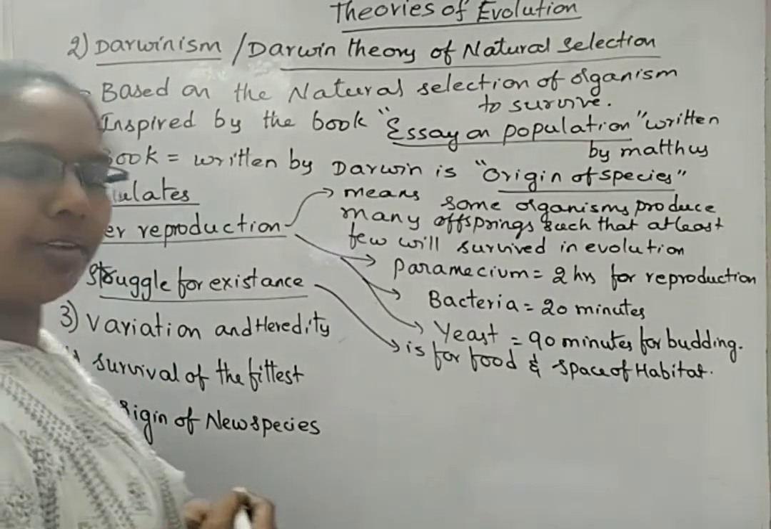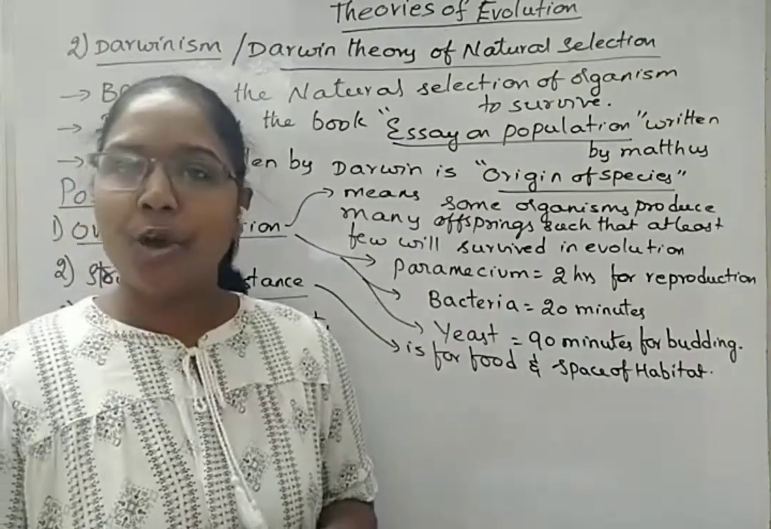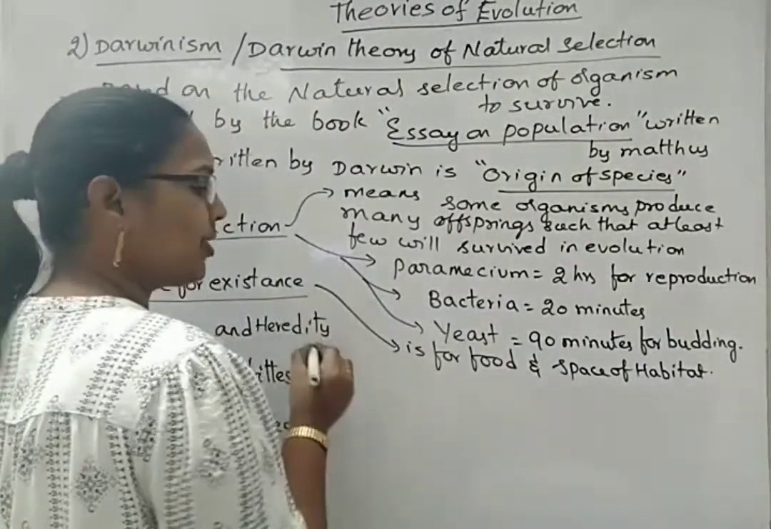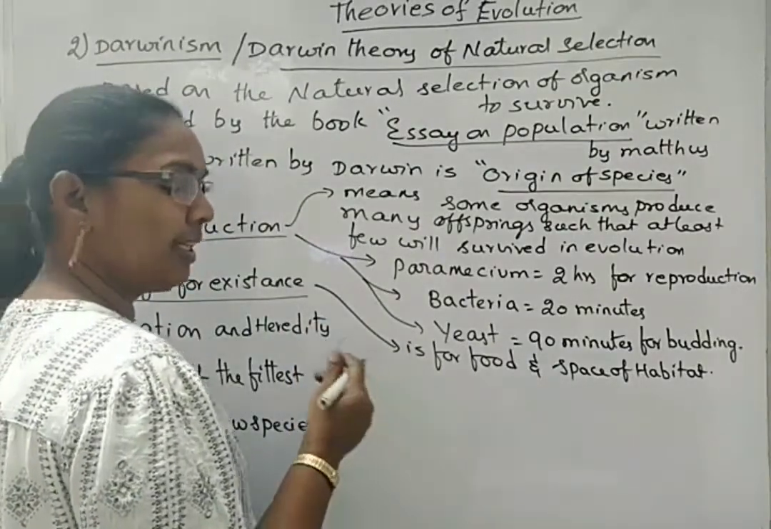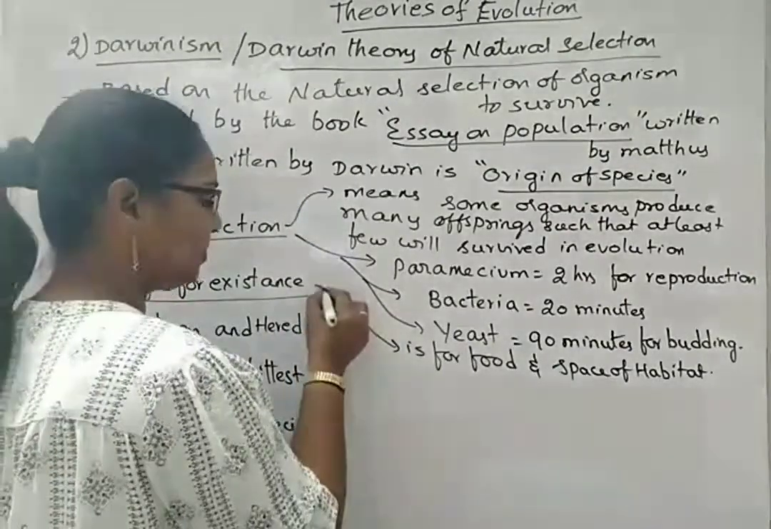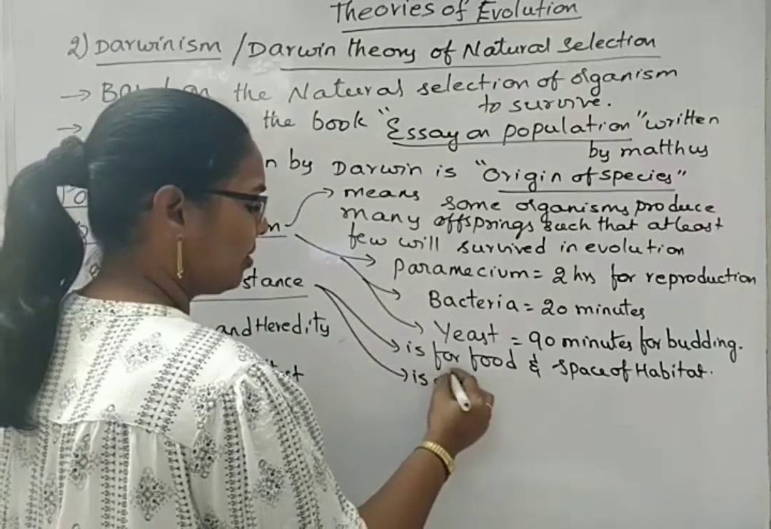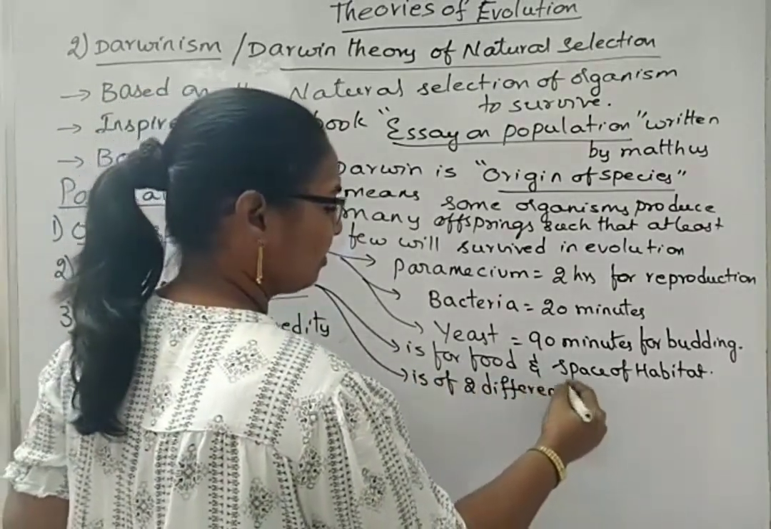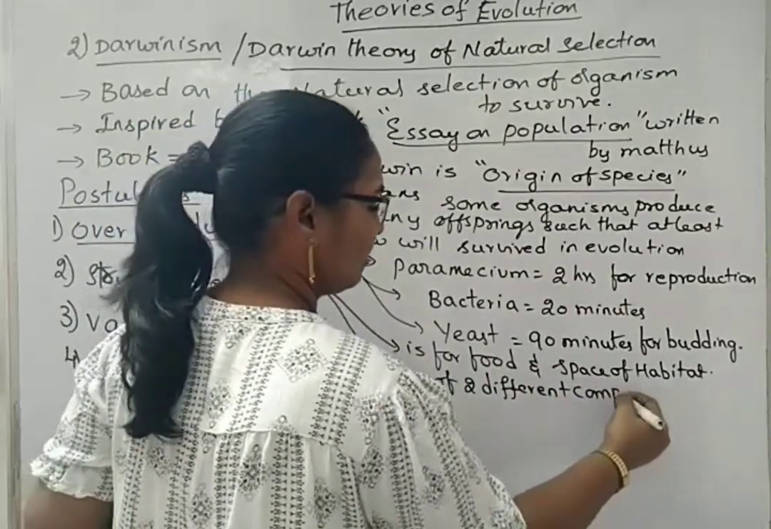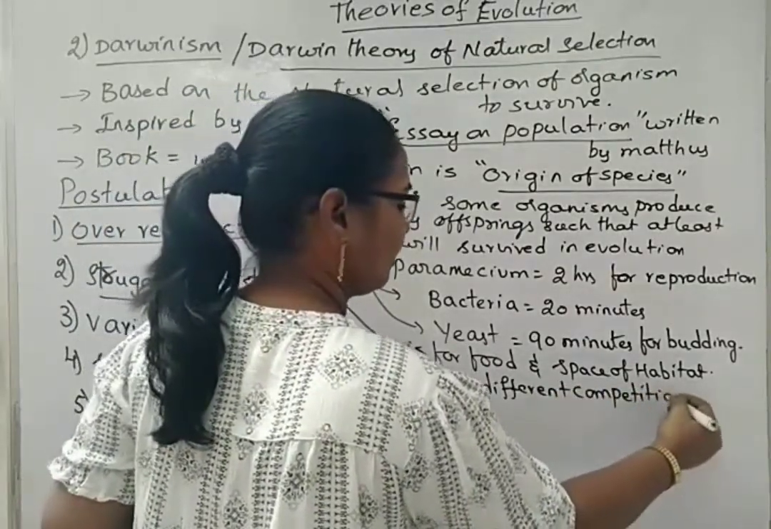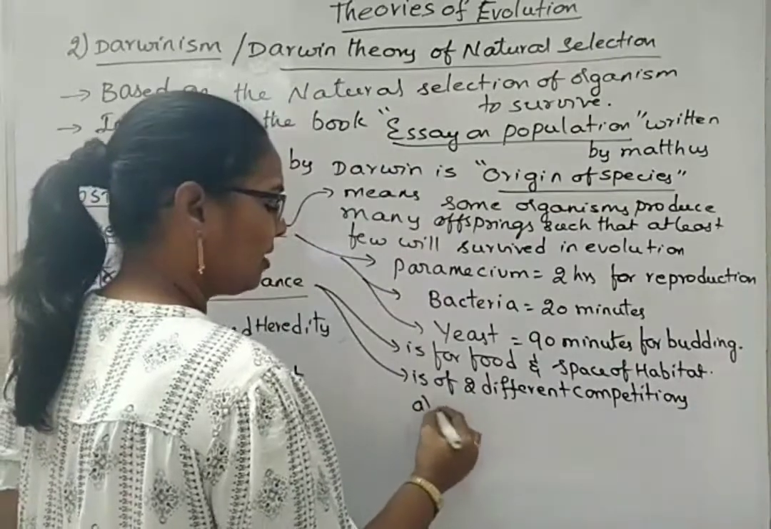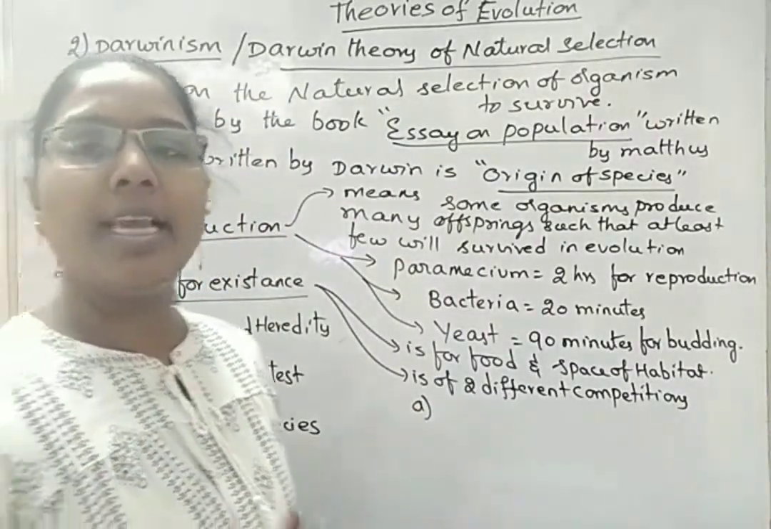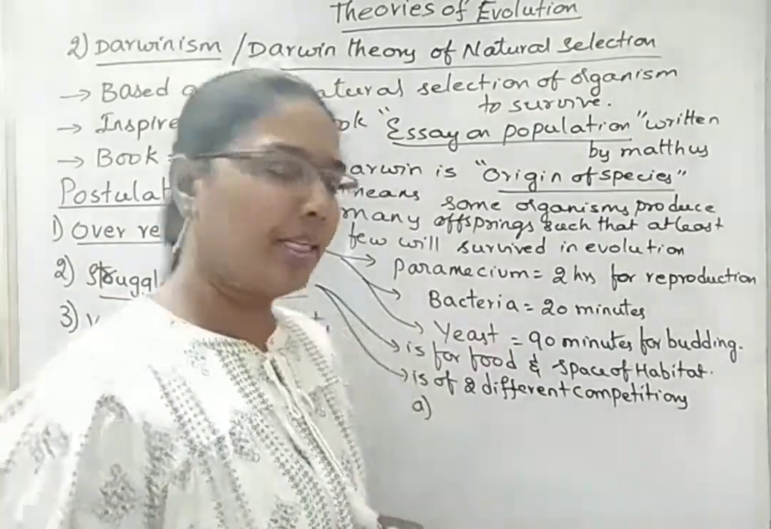In this struggle for existence, there is competition for space and food. The competition for space and food is of two different types. One is intra-specific competition. The second one is inter-specific competition.